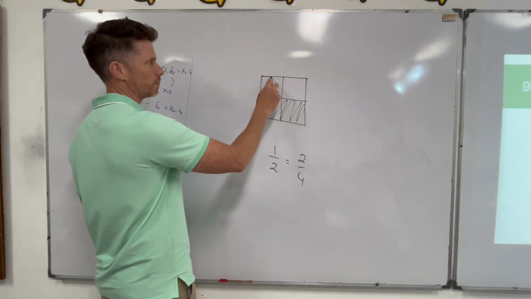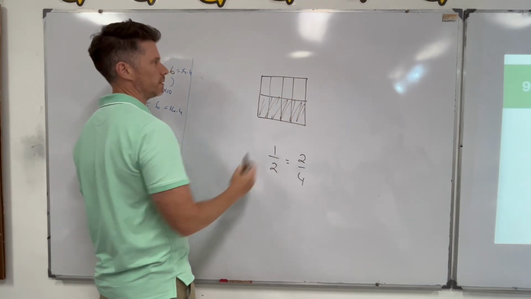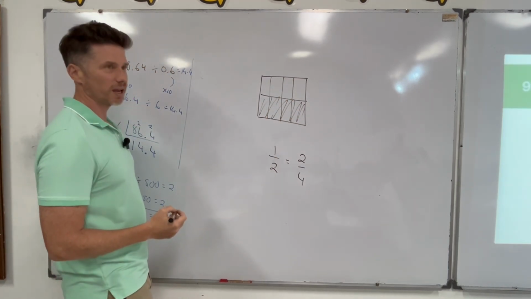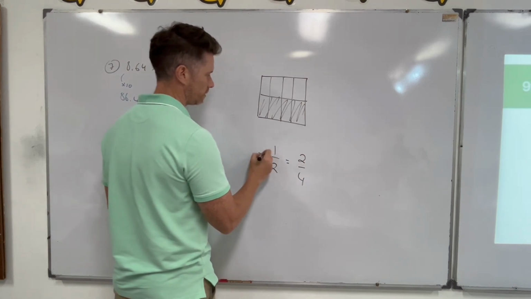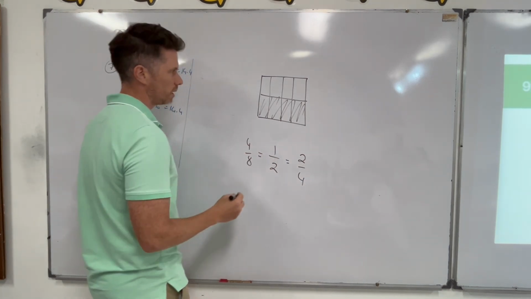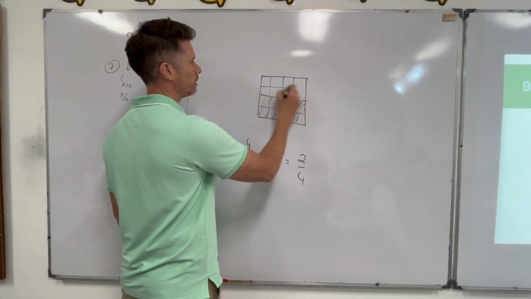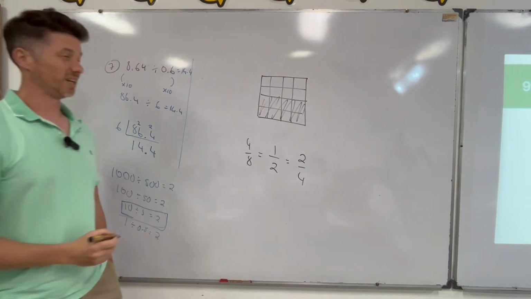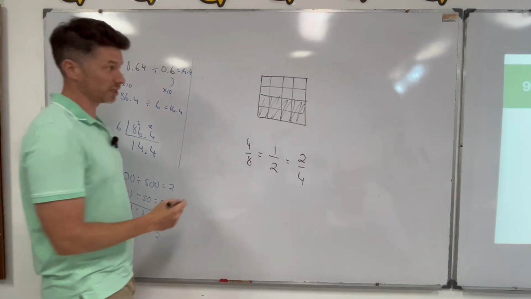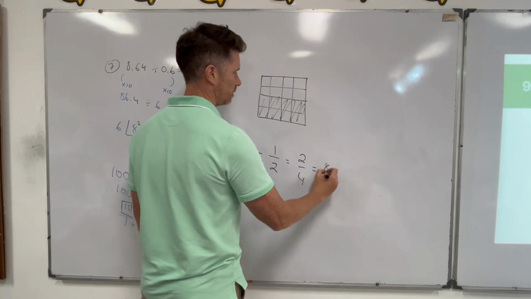If I were to split it up again, I have now 8ths and 4/8. If I were to split it up again another way, I get 8 out of 16 boxes, and 8 of them are shaded. Okay.